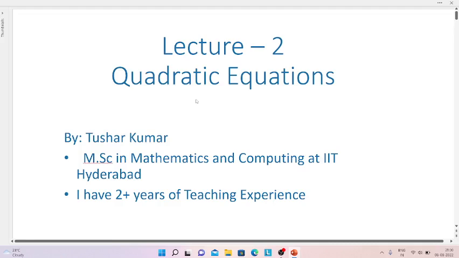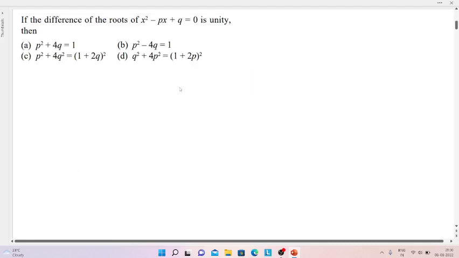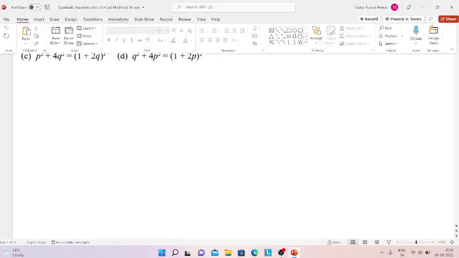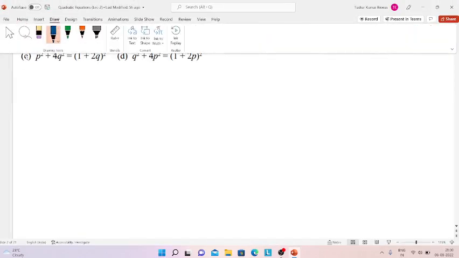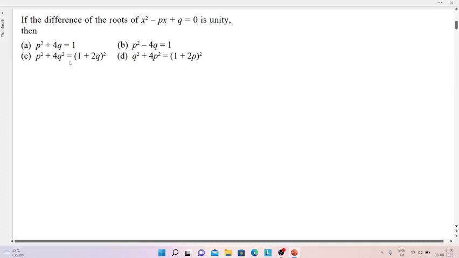So let's start the video by showing you a question related to the quadratic equation. Can you please tell me what is the solution of the quadratic equation? So please start the solution. Here it is given that if the difference of the roots of x square minus px plus q equals to 0 is unity, then these are the 4 options given to you, right?